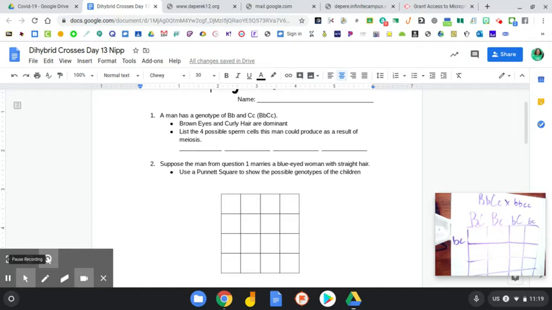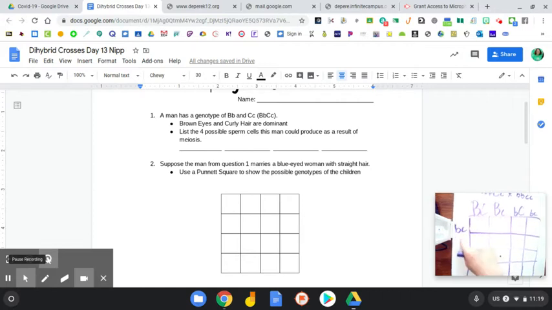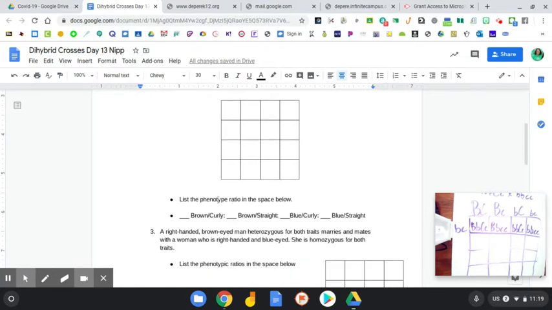Now this is how I would set up the dihybrid Punnett square. I put all of the man's possible genotypes up here, and the woman's I just put right here. You could do little b, little c going all the way down, but it would get really repetitive, and you will still get the same ratios if you just do it once. So when I combine this, it would look like this. Those would be the possible genotypes for their children. It says list the ratio below.